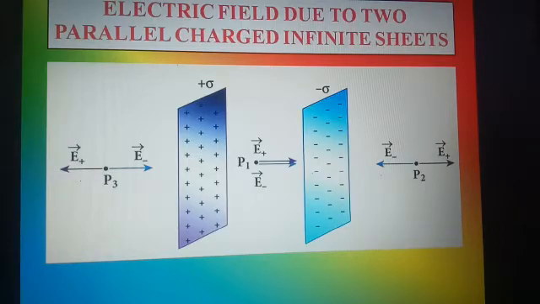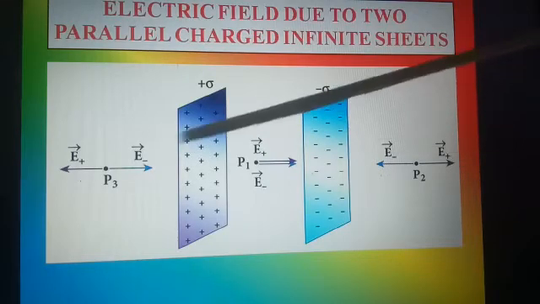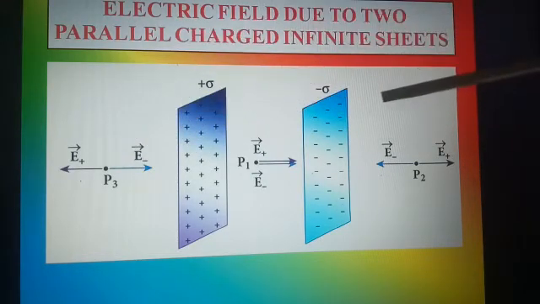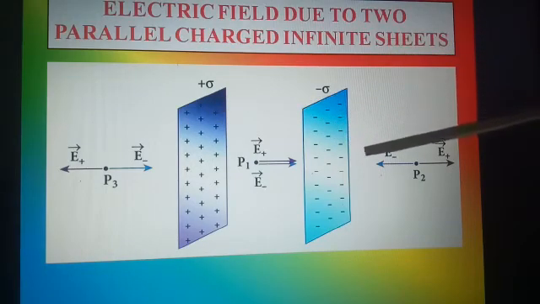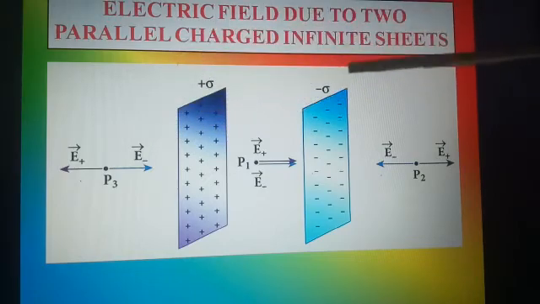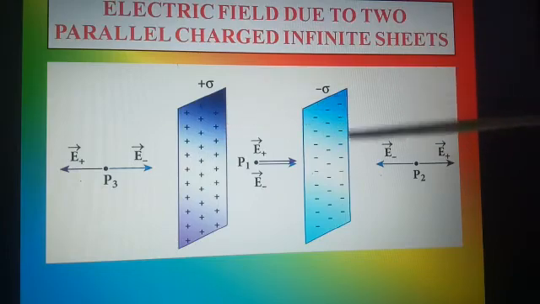The electric field between the plates and outside the plates is found using the Gauss law. The magnitude of the electric field due to an infinite charged plane sheet is sigma by 2 epsilon naught. At the points P2 and P3, the electric fields due to both plates are equal in magnitude and opposite in direction. As a result, the electric field at a point outside, that means P2 and P3, is 0, because it is outside the sheets.